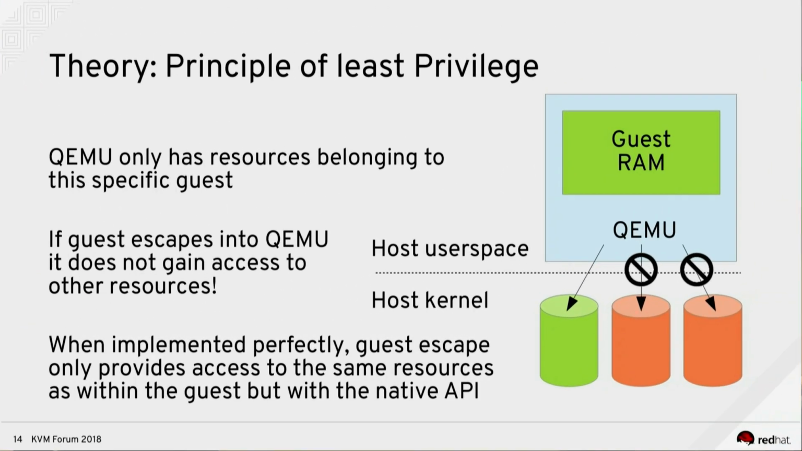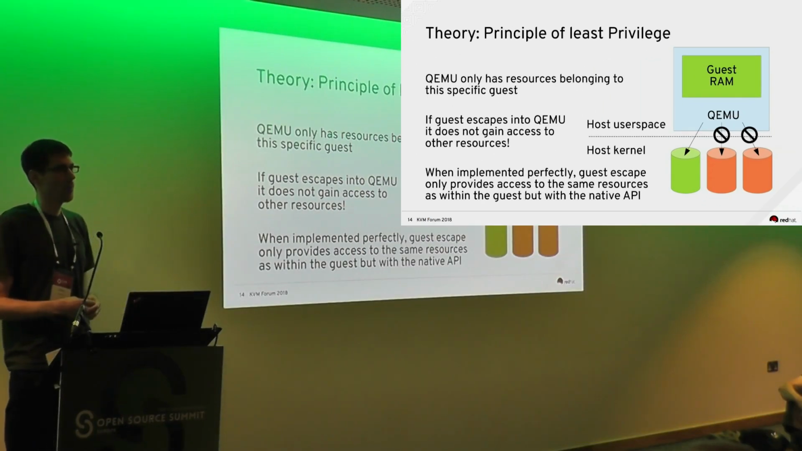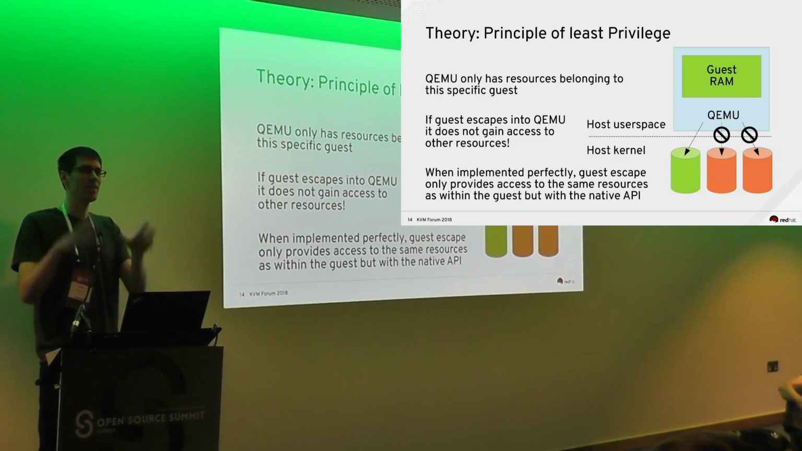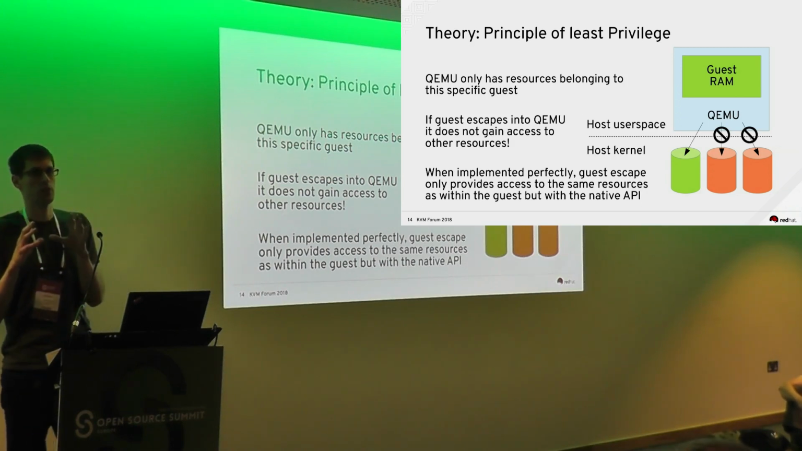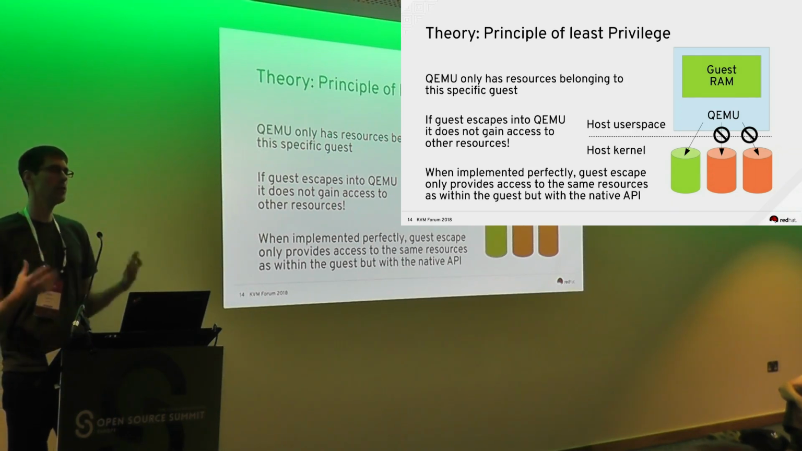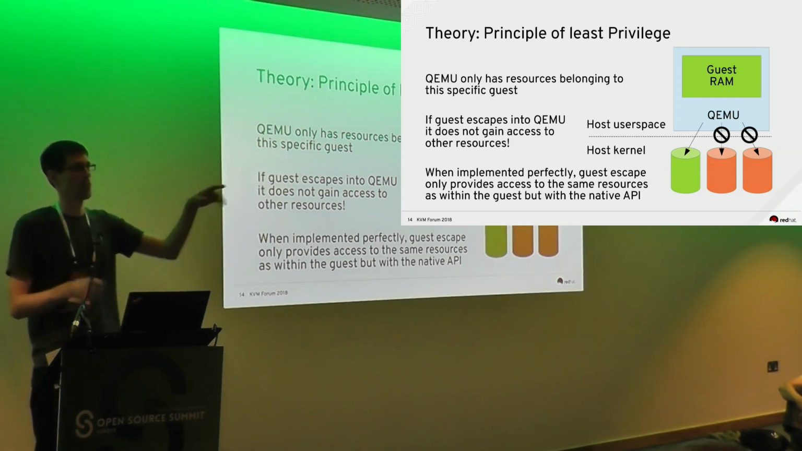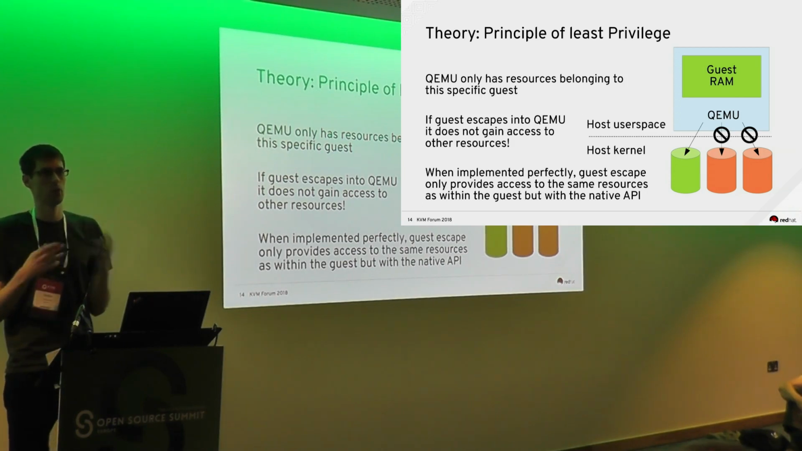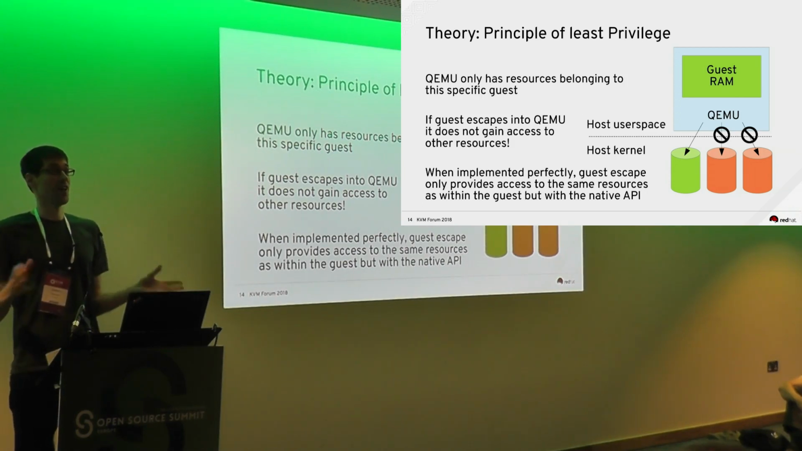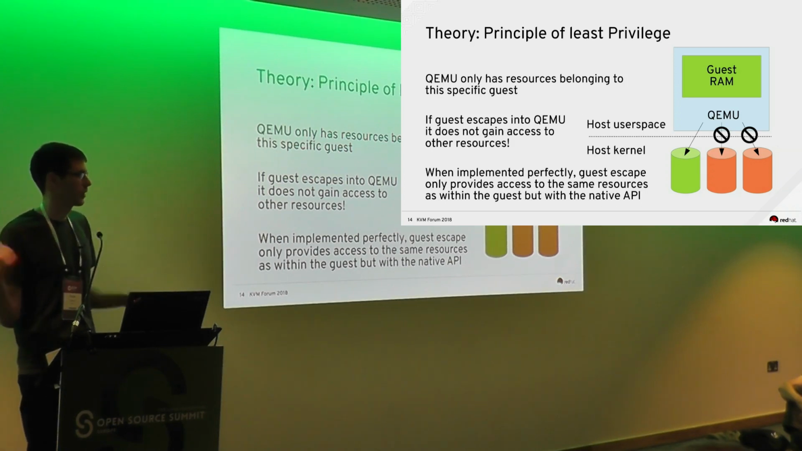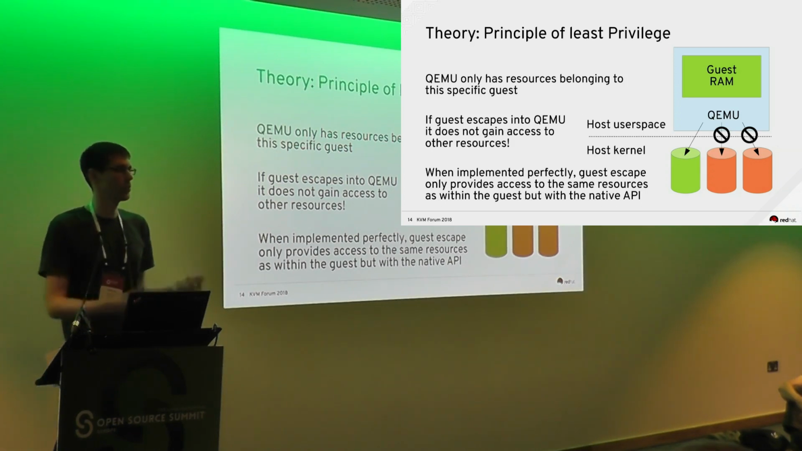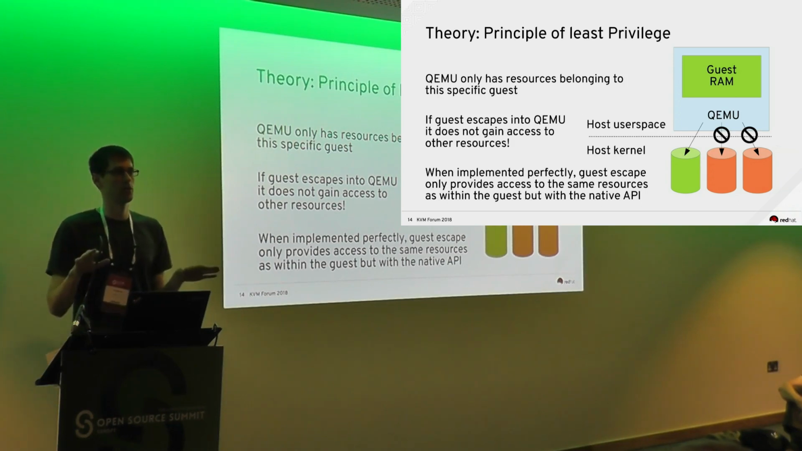Okay, so let's move on to the next design idea that's important. Every single virtual machine has a single QEMU process dedicated to it. So it's a one-to-one thing. One VM belongs to one QEMU process. What that means is we can give that process only those resources that belong to the VM. That means the disks, network interfaces, graphics cards, whatever. QEMU should not have access to anything beyond that, because otherwise if QEMU is compromised, you will gain access to resources that you shouldn't have access to.